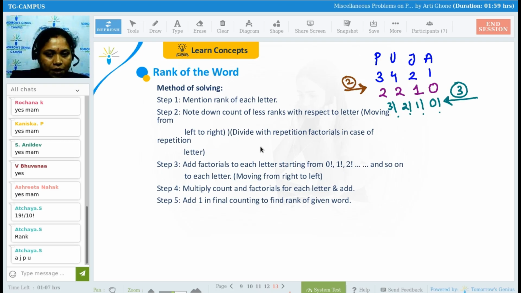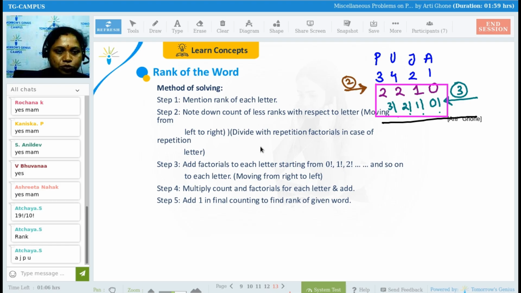Step 3. Now multiply count and factorials to each other. Now we are done. I am doing the last step. Multiply count. What are the multiplications required? I'll take the pink color pen. See, these are the multiplications required. Clear? So what will be the answer? 2 into 3 factorial plus 2 into 2 factorial plus 1 into 1 factorial plus 0 into 0 factorial.